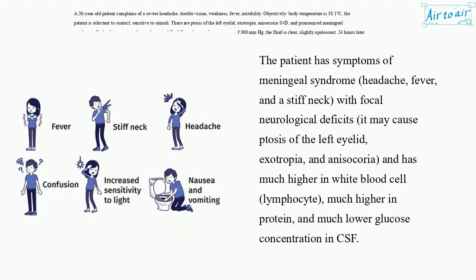The patient has symptoms of meningeal syndrome, headache, fever, and a stiff neck, with focal neurological deficits. It may cause ptosis of the left eyelid, exotropia, and anisocoria, and has much higher white blood cell and lymphocyte counts, much higher protein, and much lower glucose concentration in CSF.